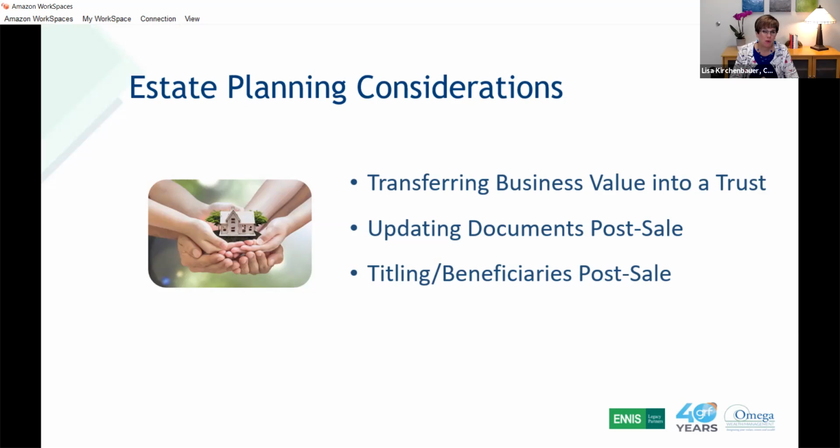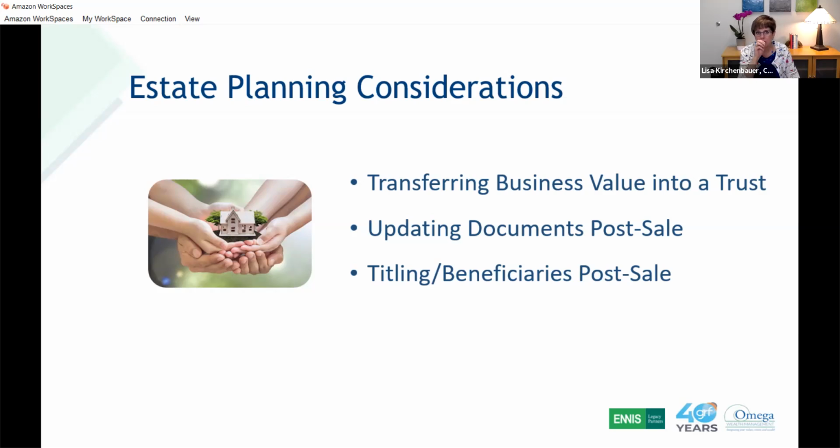Updating your documents post-sale is really important. Maybe your prior documents, your revocable trust, your will, they all referenced your business. Now you're not the business owner, so you want to get that cleaned up. Now your net worth has changed. Now there are some new considerations as far as who's going to get what money and how they get that money. Entitling and beneficiaries. We often see that things aren't readjusted for the new reality of new wealth, but also now you're not a business owner. Maybe you need new protections.